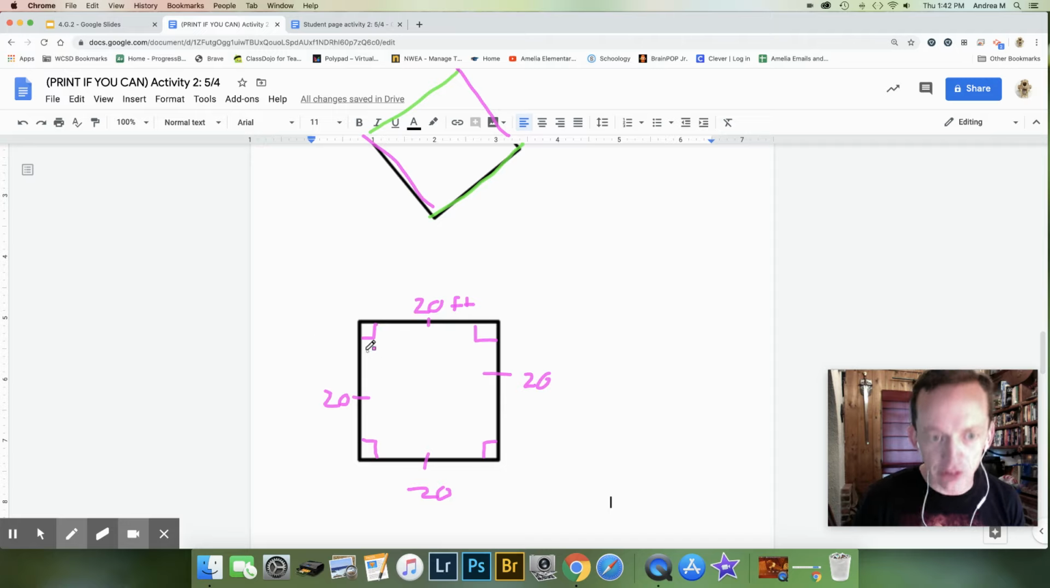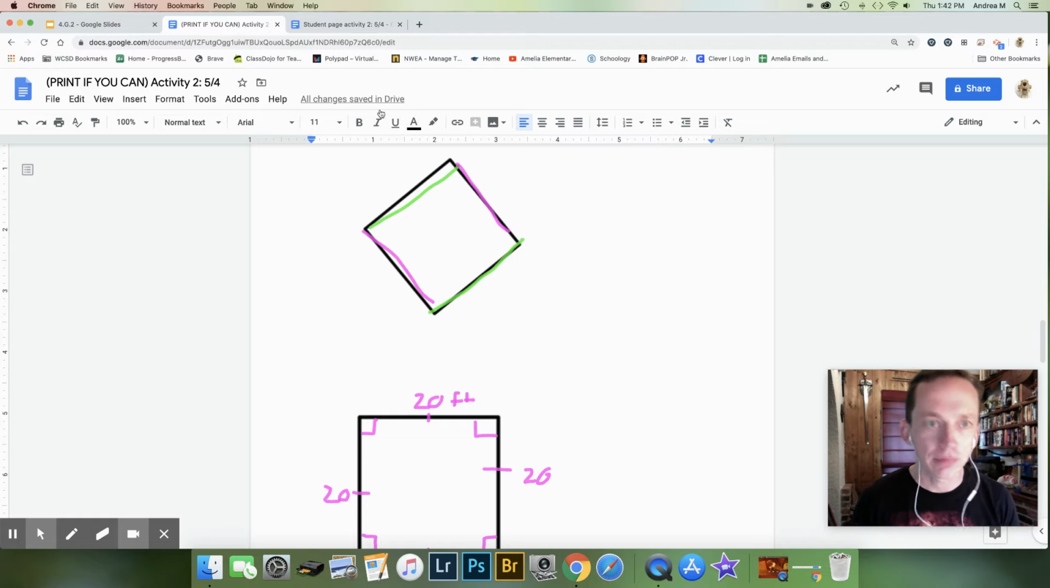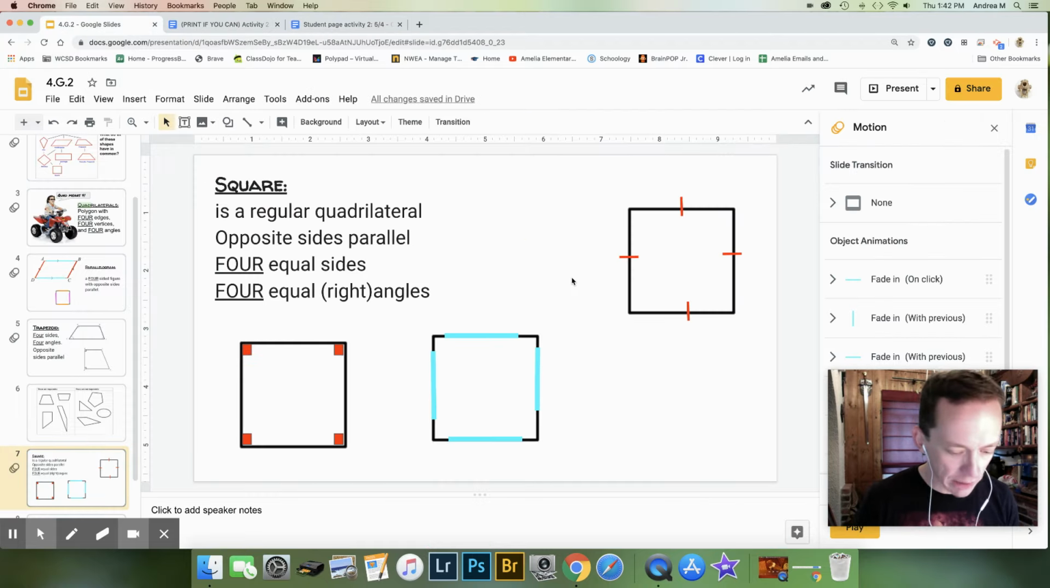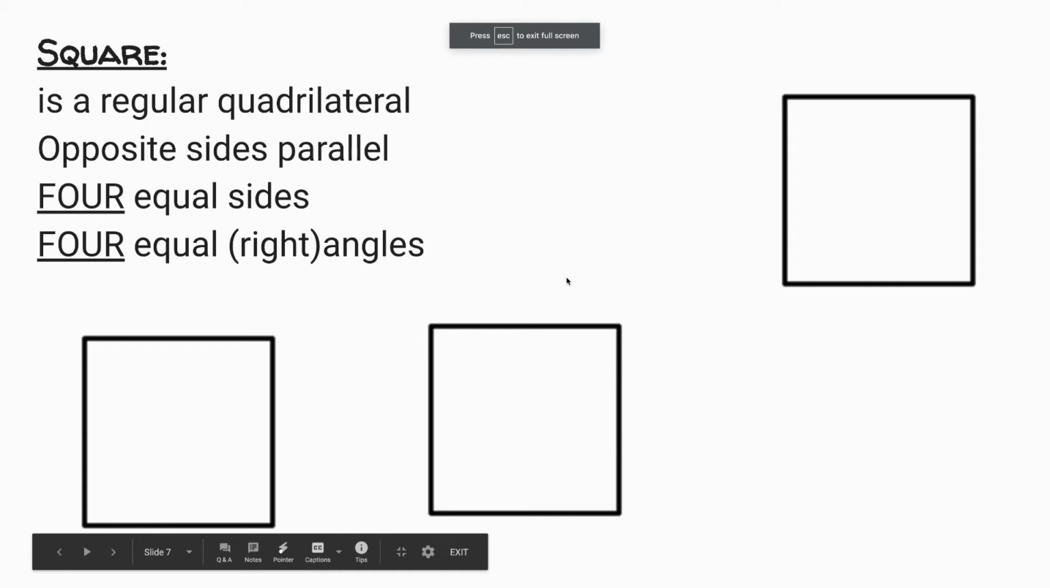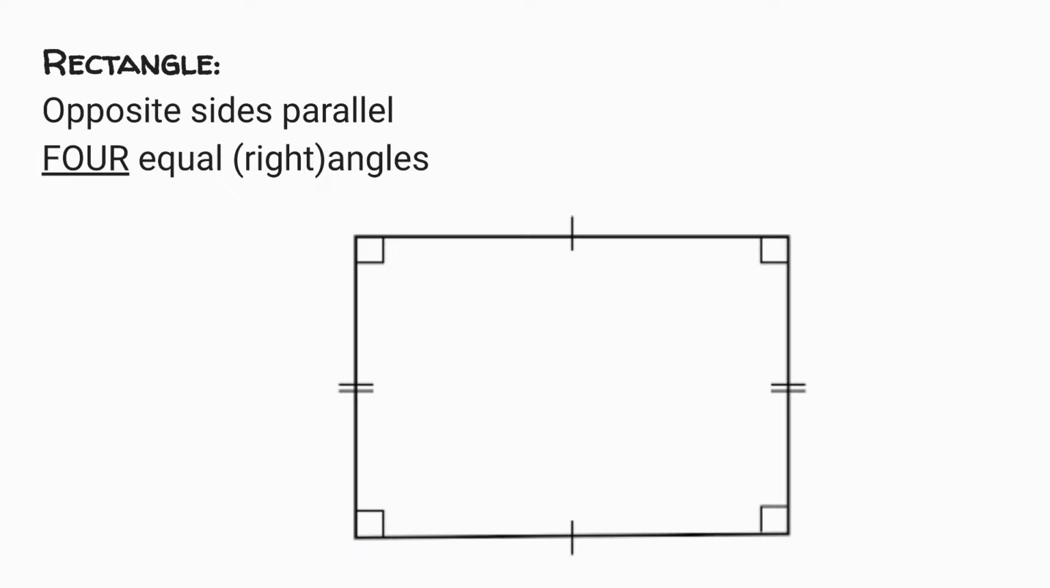So that's a square, right? Four equal sides, four right angles, two pairs of parallel lines. Looking back at this top example up here of the green and the pink, green is parallel with that green, pink is parallel with that pink. Okay, nice job. Keep going. All right, so that's our square. There's equal sides, there's our equal angles. Perfect. All right, now let's talk about a rectangle.